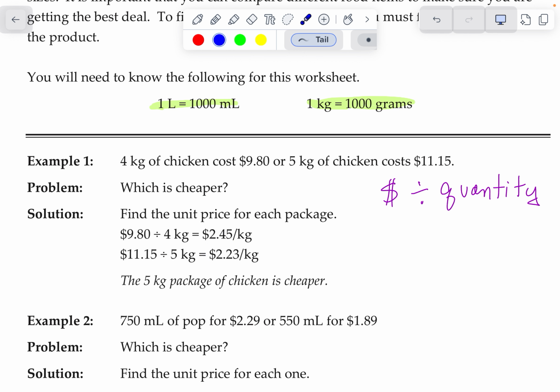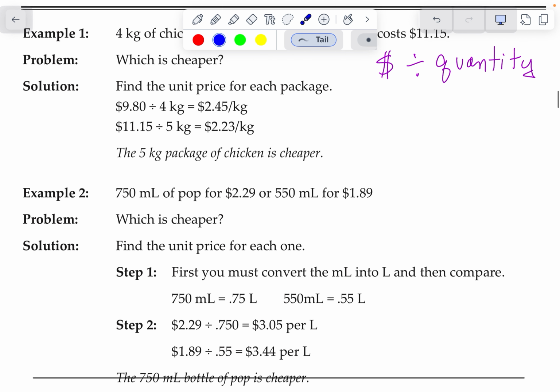Now, here's the thing you got to remember, though. Are you going to use 5 kilograms of chicken versus 4 kilograms? I don't know what they're feeding. That's like over 8 pounds and over 10 pounds, but that's a different story. But and then, example 2, look what they're doing.